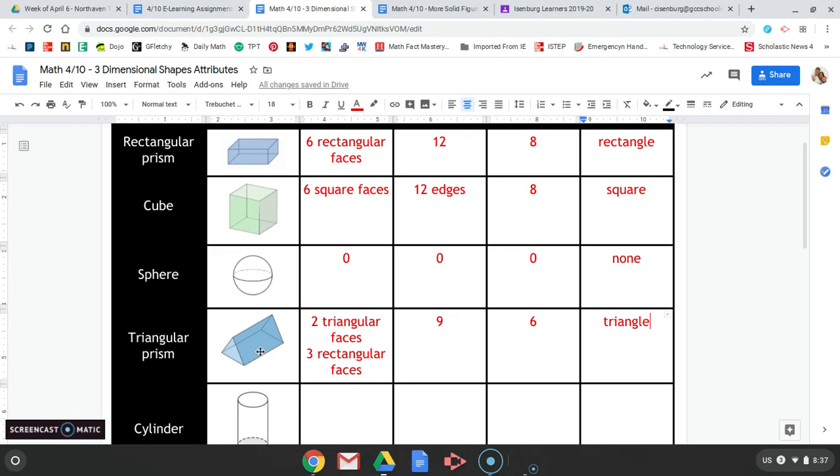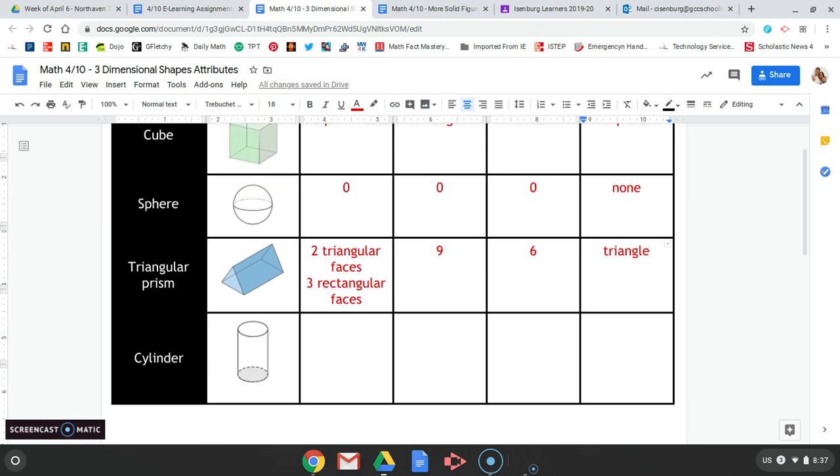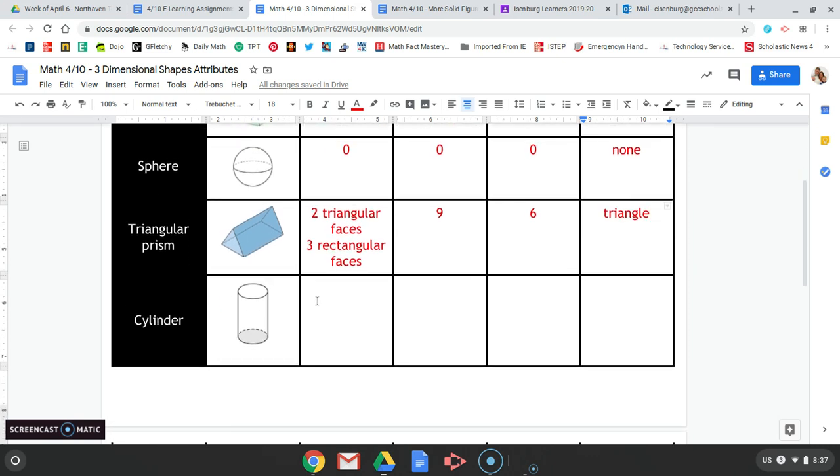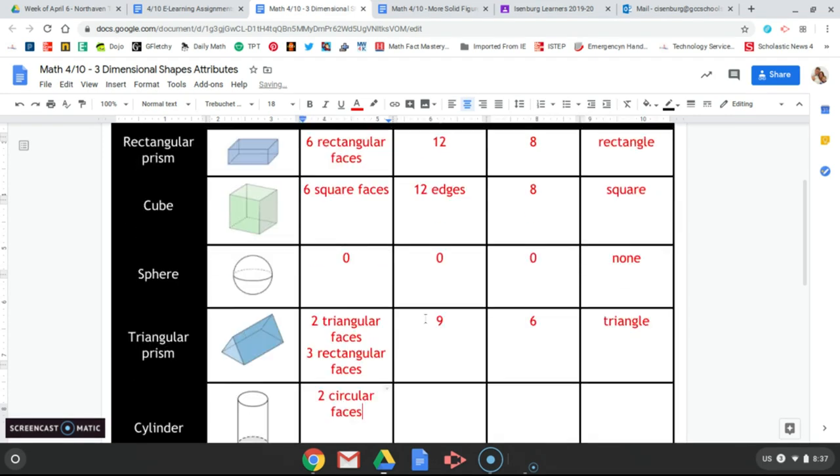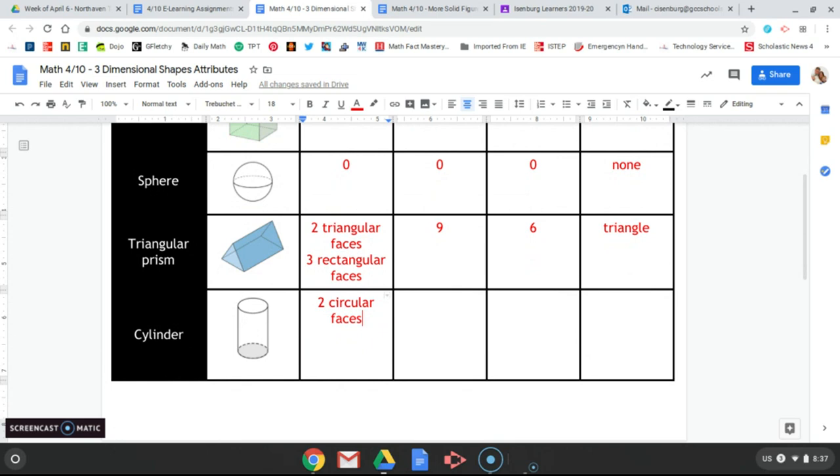This one just happens to be laying down. Okay, all right, cylinder. The cylinder has 2 circular faces, 1 on top, 1 on the bottom. And then what was next? Edges.